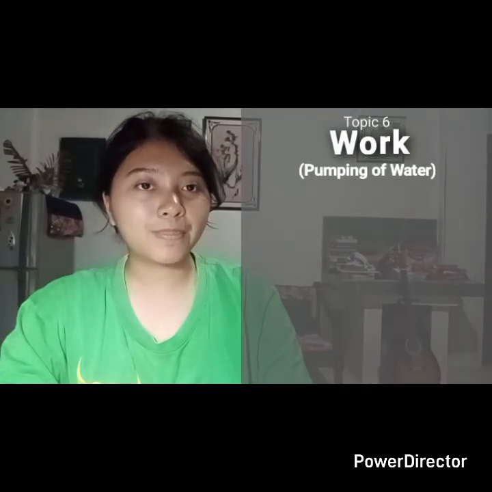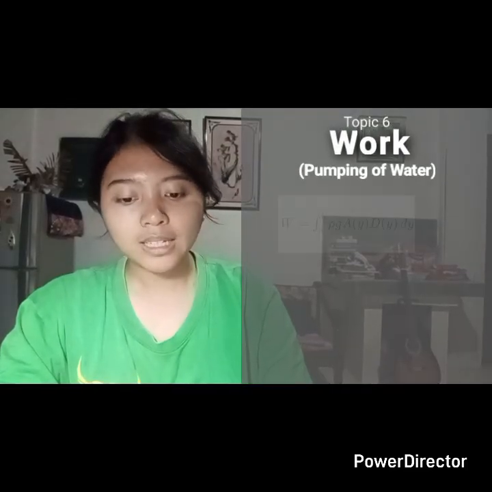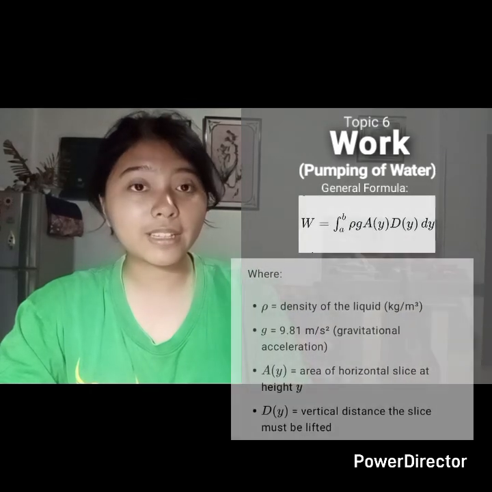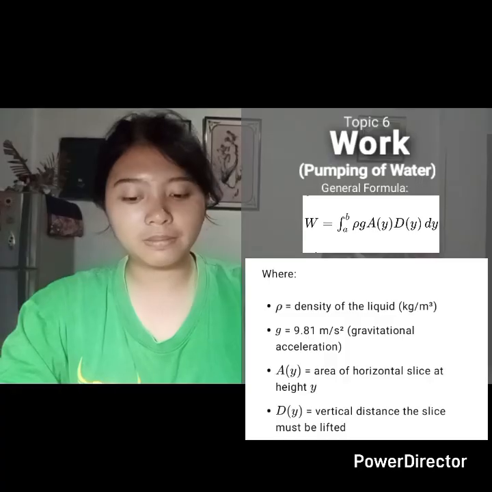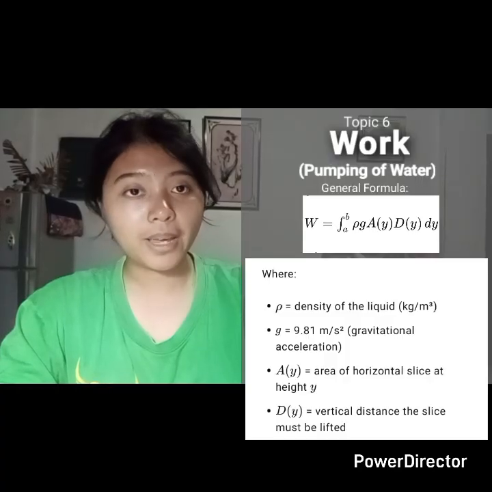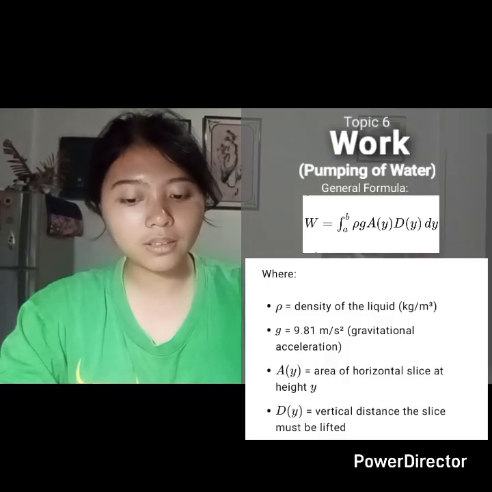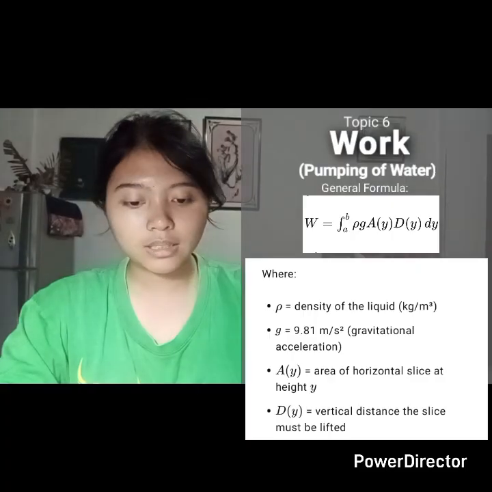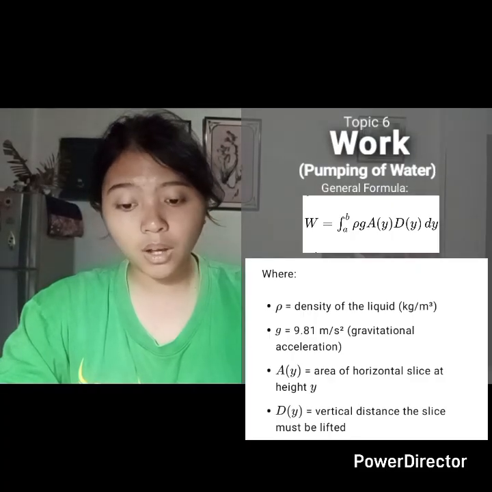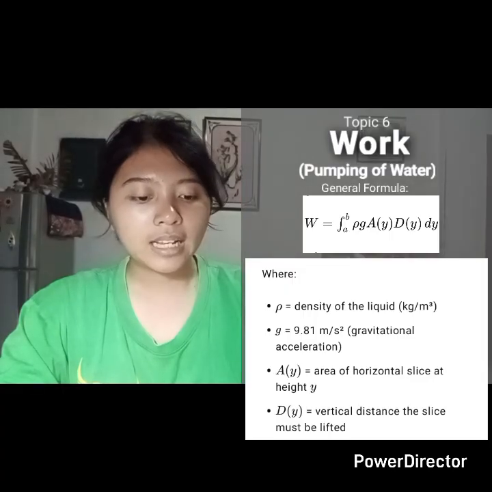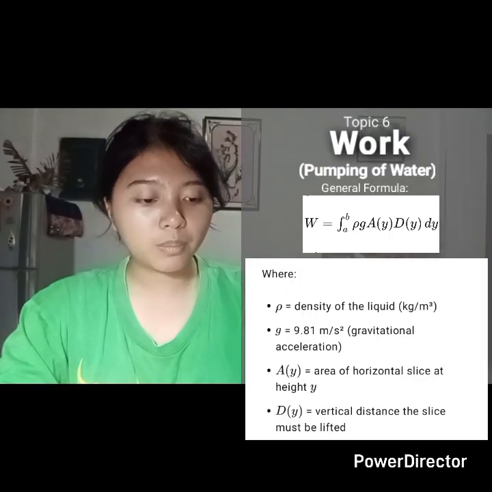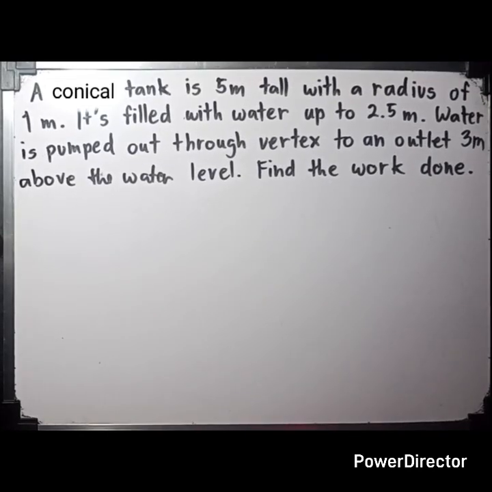Finally, to our last topic, work, about pumping of water. This formula is used when the liquid is being lifted from a tank, like pumping water out. The interval from A to B represents only the vertical limits of the liquid in the tank. Also, account for changing area if needed, like if it's a cone or a paraboloid tank, etc. Proceed to solve a problem.